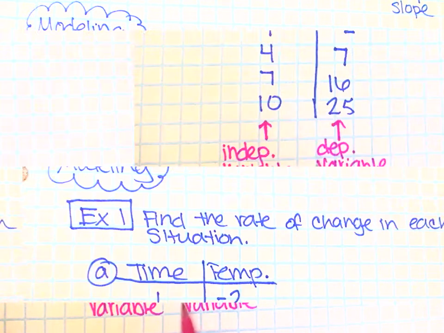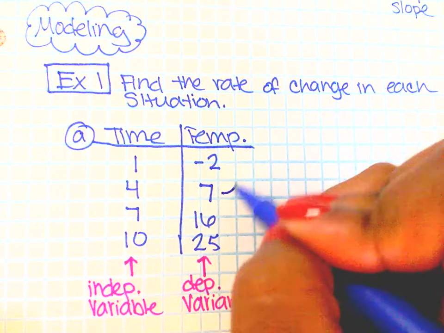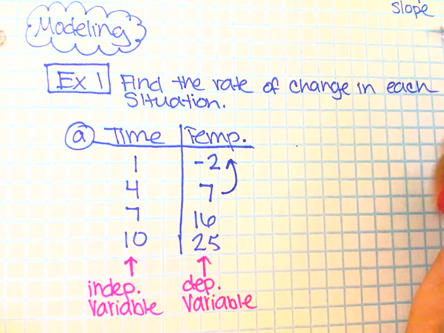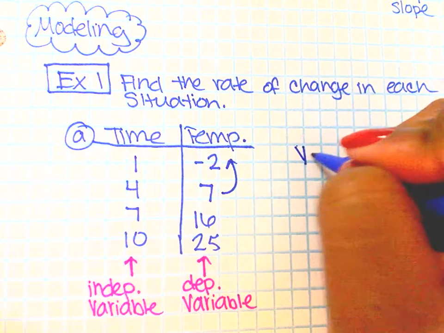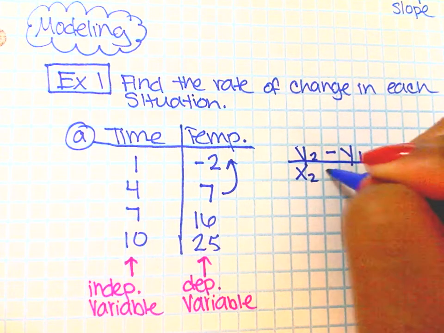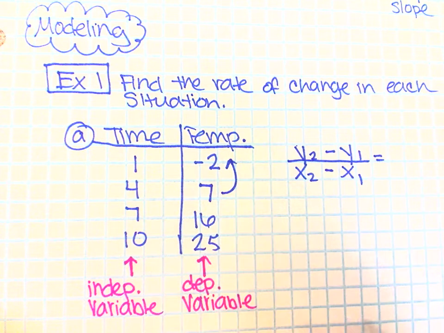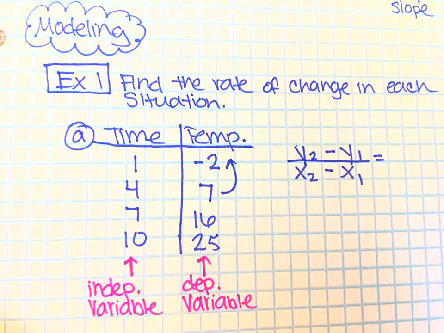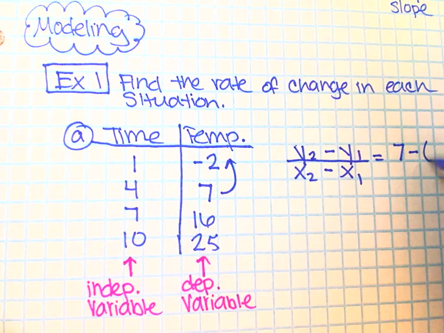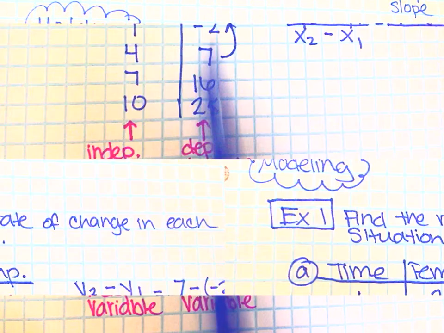All right, so let's look at the dependent variable because that's the one that goes on top first, okay? So I need to know the rate of change between 7 and -2. So first of all, we know that this is known as y2 minus y1 over x2 minus x1. So this is my y2 over that. So I'm going to get 7, plugging it in, minus -2. That's my y's. I got them from right here.